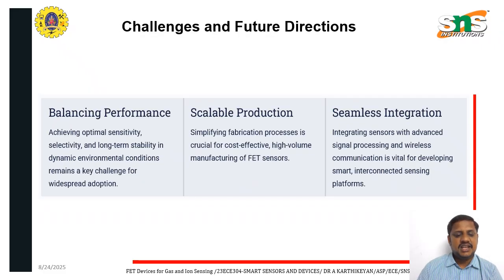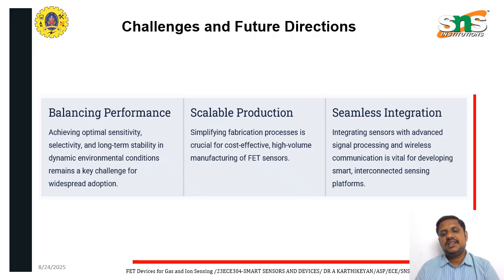And we have some challenges in the FET: balancing performance, scalable production, and seamless integration. These three are very important parameters here. Achieving optimal sensing while ensuring long-term stability under dynamic environmental conditions remains a key challenge for widespread adoption. Simplifying the fabrication process is also crucial for cost effective and high-volume manufacturing of FET sensors.